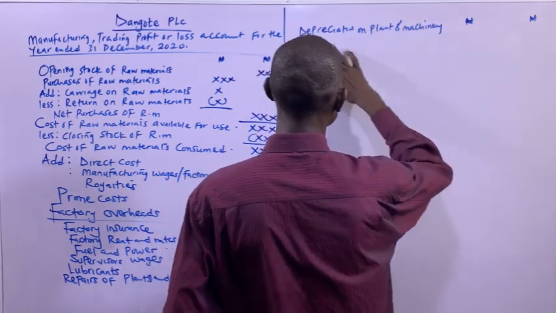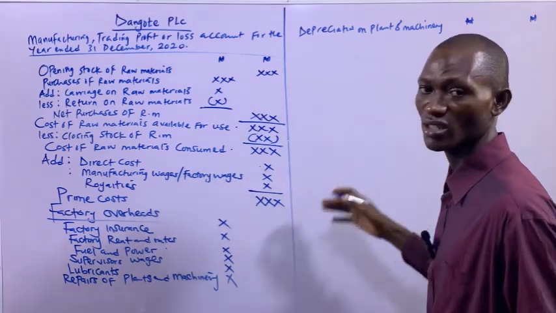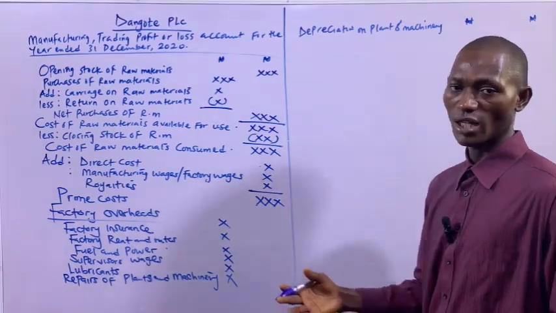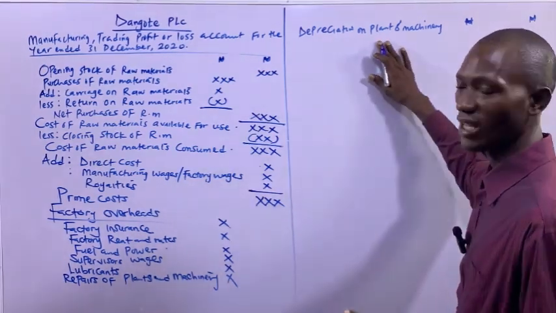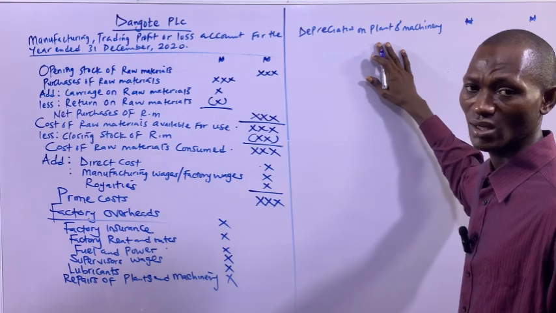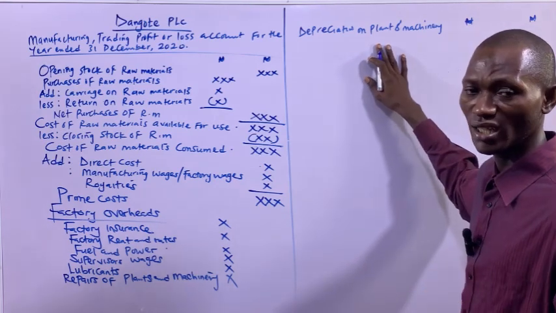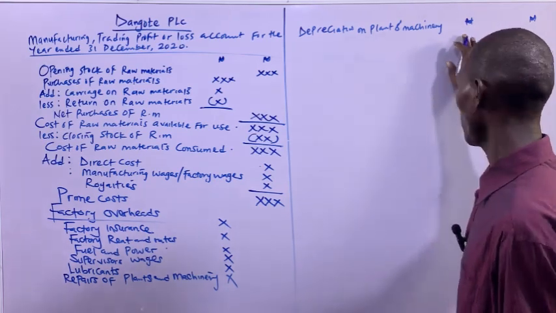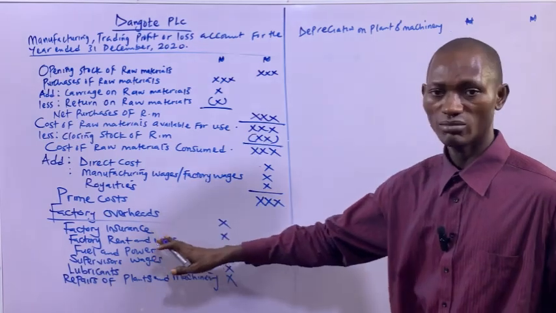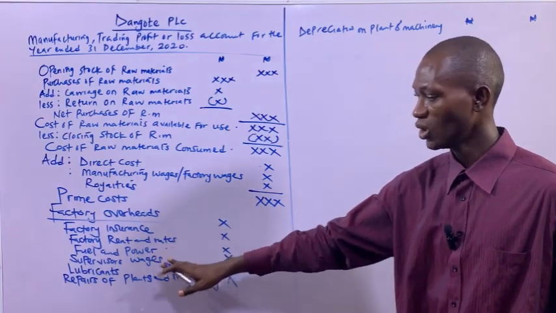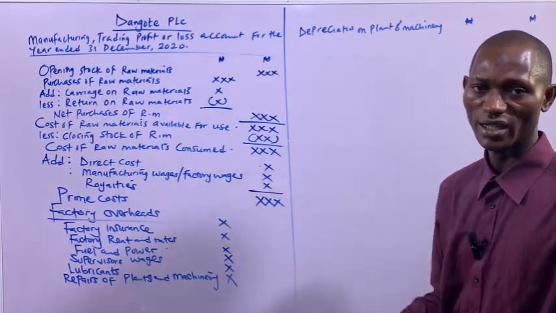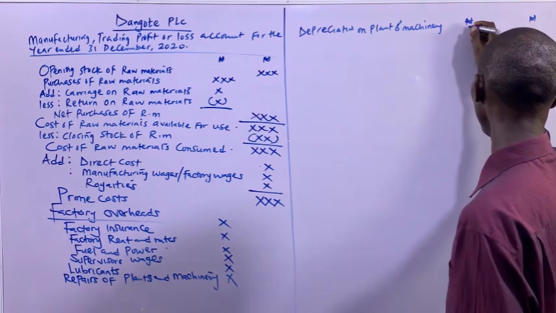Why are we having depreciation on plants and machinery? Because it is used in the factory. Are we together? Any asset that is used in the factory, any depreciation on it will be recorded or stated under factory overheads. So this is what we have.